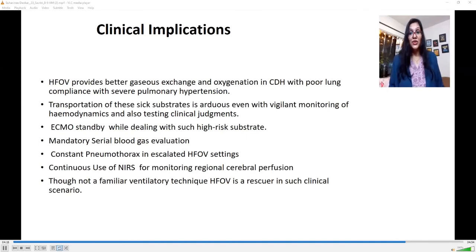Continuous use of NIRS is essential, especially to check the cerebral regional perfusion. Though this technique is not so familiar, it's a rescuer in this type of clinical scenario where the lung compliance is extremely poor.